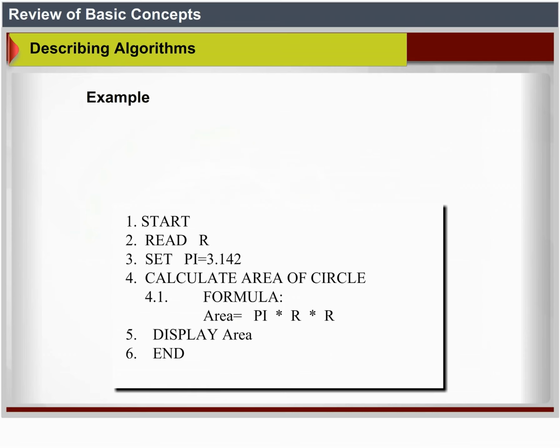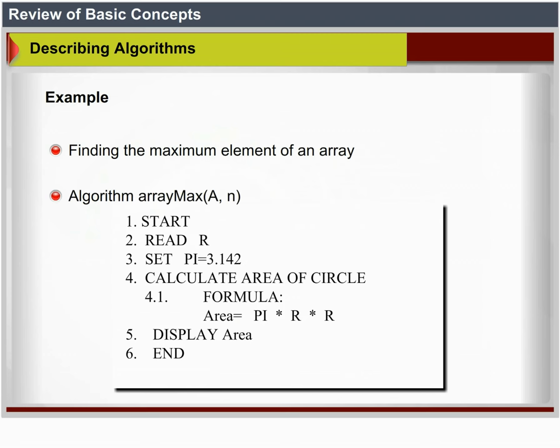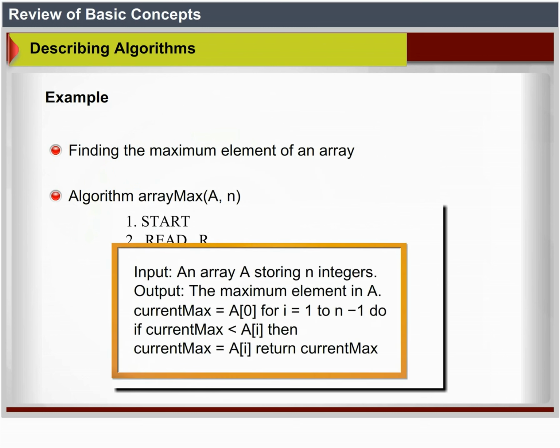Example, finding the maximum element of an array. Algorithm arrayMax(A, n). Input: an array A storing n integers. Output: the maximum element in A. currentMax = A[0]. For i equal to 1 to n minus 1, do: if currentMax is less than A[i], then currentMax = A[i]. Return currentMax.